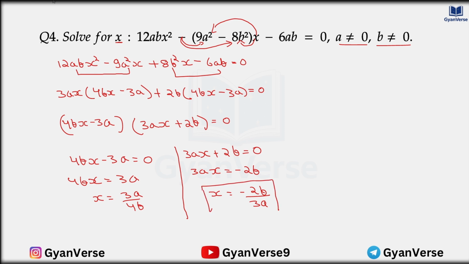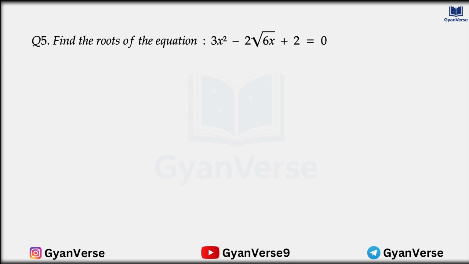So these are the values of x. Now moving on to the next question: find the roots of the following equation: 3x square minus 2 square root 6x plus 2 equals to 0. Look, you have to do the same thing again and again, that is to split the middle term, find the two factors, then put both the factors equals to 0, find the value of x. You have to do it in every question.